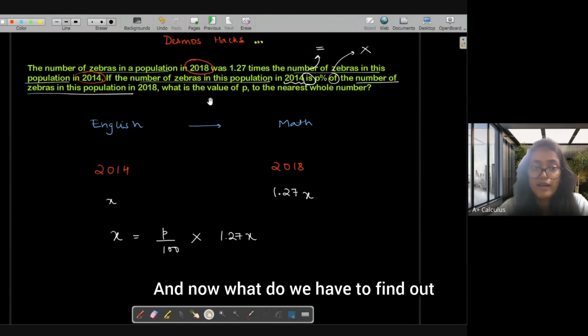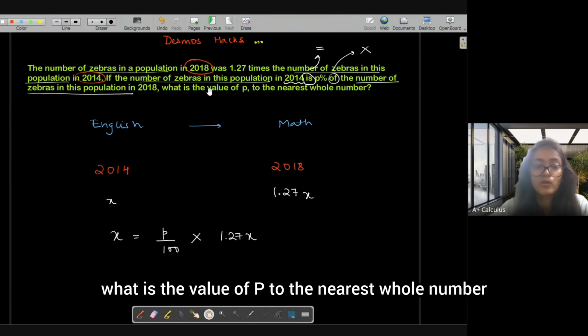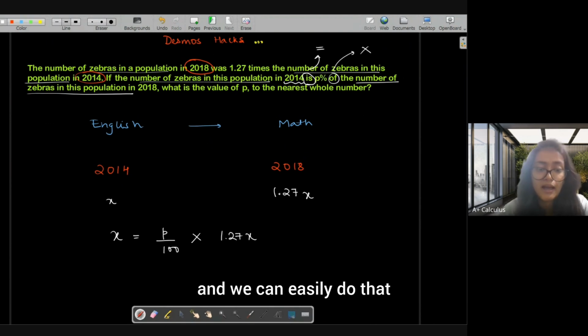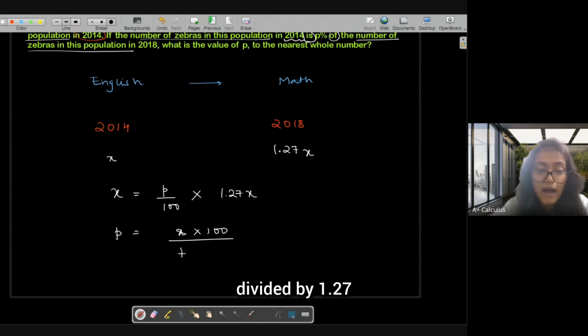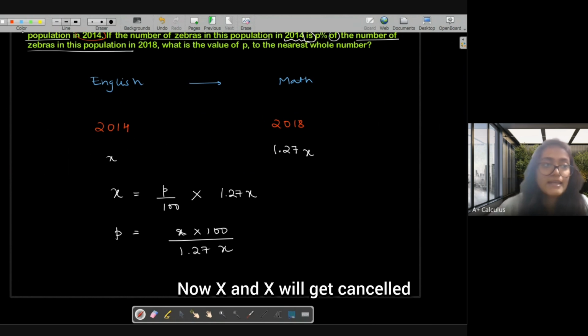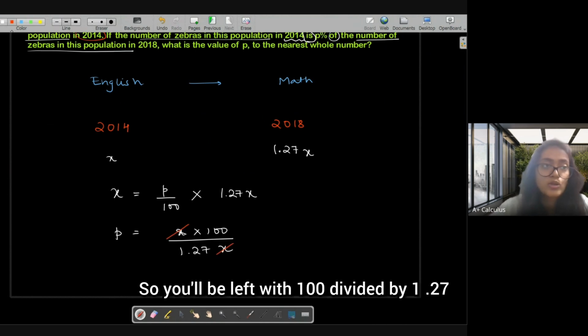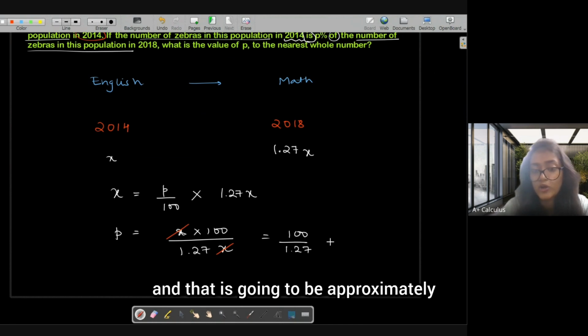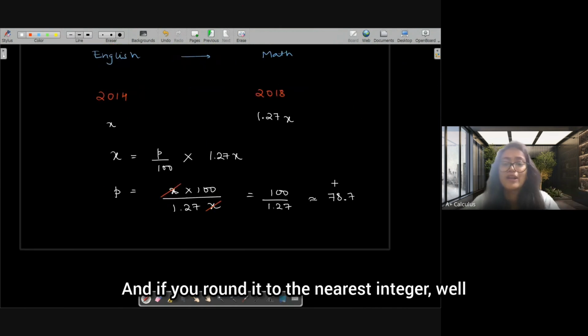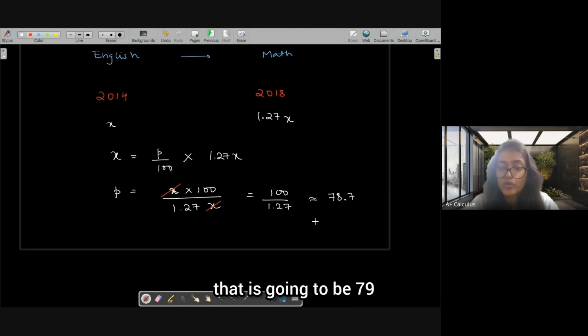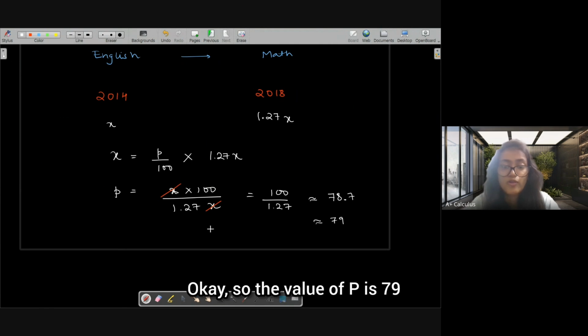And now what do we have to find out? We have to find the value of p to the nearest whole number. So we just have to solve for p, and we can easily do that. If you isolate p, you'll get p is equal to x times 100 divided by 1.27x. Now x and x will get cancelled, so you'll be left with 100 divided by 1.27, which is approximately 78.7. If you round it to the nearest integer, that is 79. So the value of p is 79.